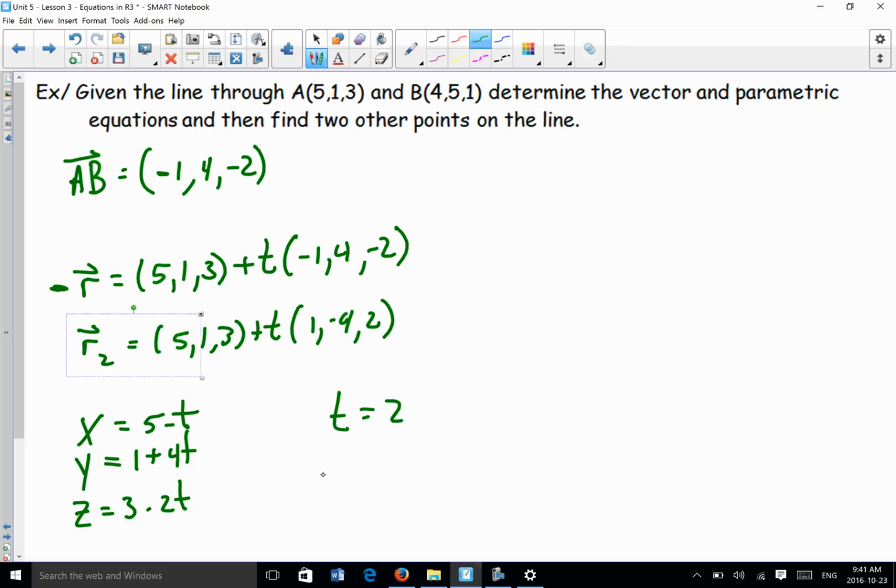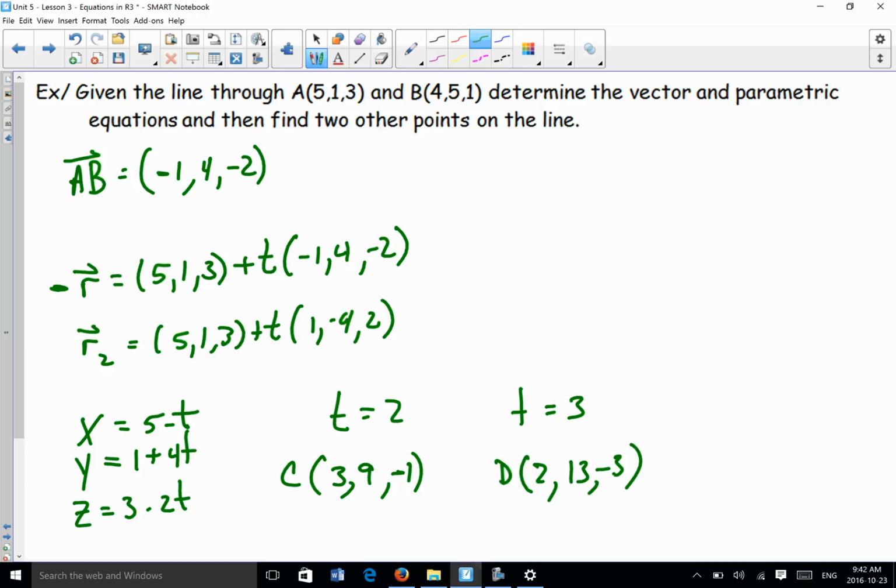T is 2. 5 minus 2 is 3. 1 plus 4t when t is 2 would be 9. And if t is 2, 3 minus 4 makes -1. There's another point on the line. Call it point C. And if I want to find one more, let's just make D. If t is 3, 5 minus 3 is 2. 1 plus 12 makes 13. 3 minus 6 is -3. And there's another point on our line.